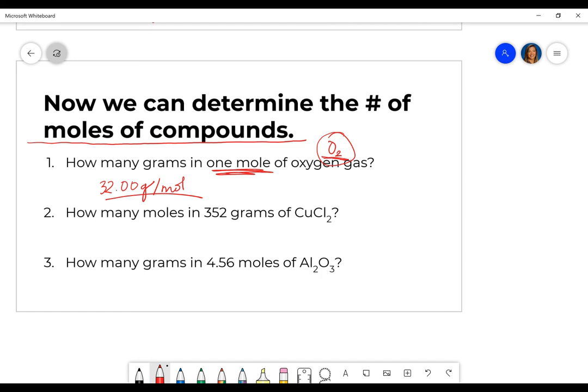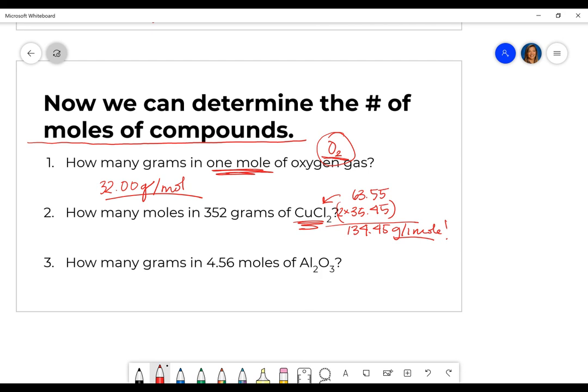Now things are going to get a little bit tougher. First, let's figure out the molar mass of copper 2 chloride. How many grams are in 1 mole of copper 2 chloride? Well, we have 1 copper and we have 2 chlorines. So get a number and add it all together. I got that the mass of this is 134.45. Don't forget, this is how many grams are in 1 mole.